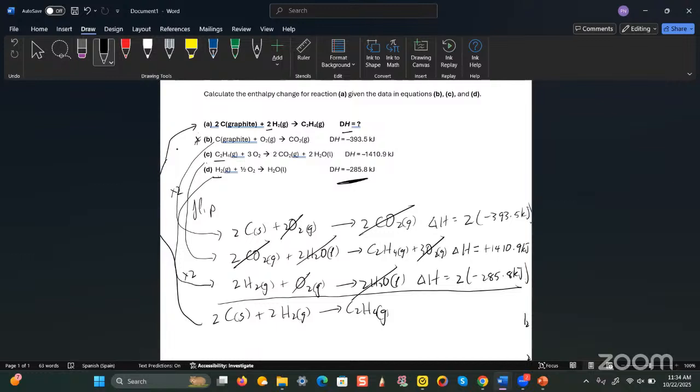So the question is, how do we find delta H? And the answer is what? How do we find delta H for this final equation? Do we add the 3 delta H? We add up all these delta H values that we have here. All right? So let me get my calculator.